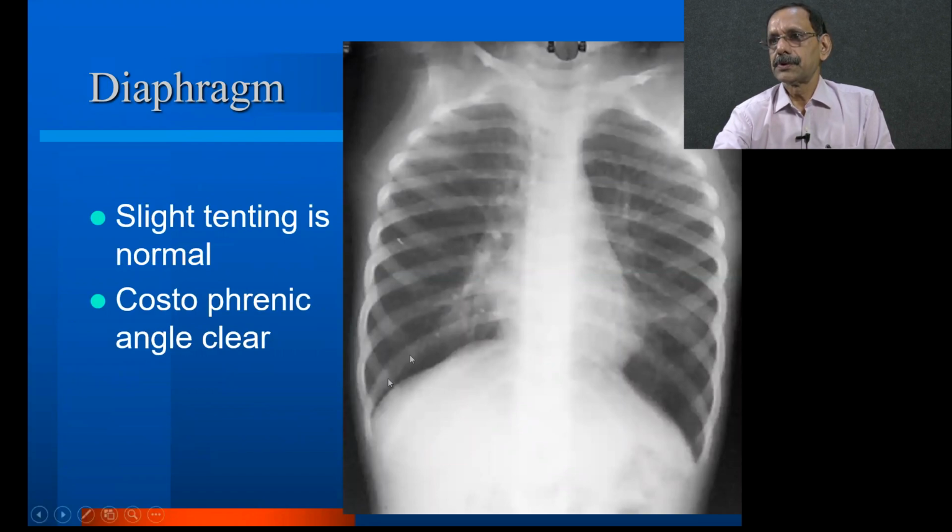So the costophrenic angles are totally free, and the diaphragm should be uniformly curved, but there's a slight tenting here. This tenting of diaphragm generally is normal as a normal variation in a child. But if clinical scenario warrants that, it could be that a fibrotic band is pulling it up. But that is unlikely in a child, it is more common in an adult.